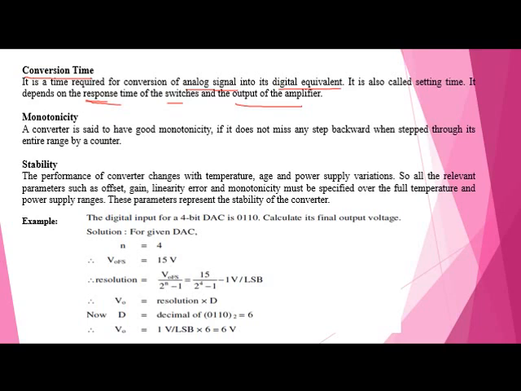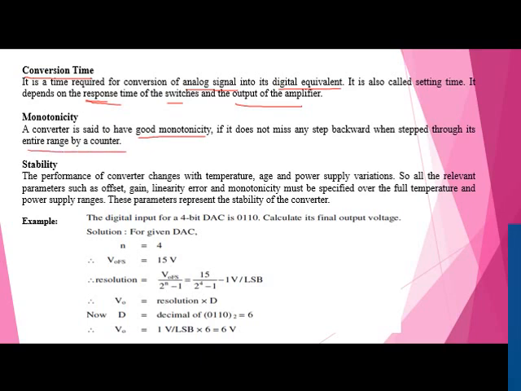Next is monotonic converter. A converter should be monotonic, which means it does not miss any step backward when it is stepped through its entire range of the counter.